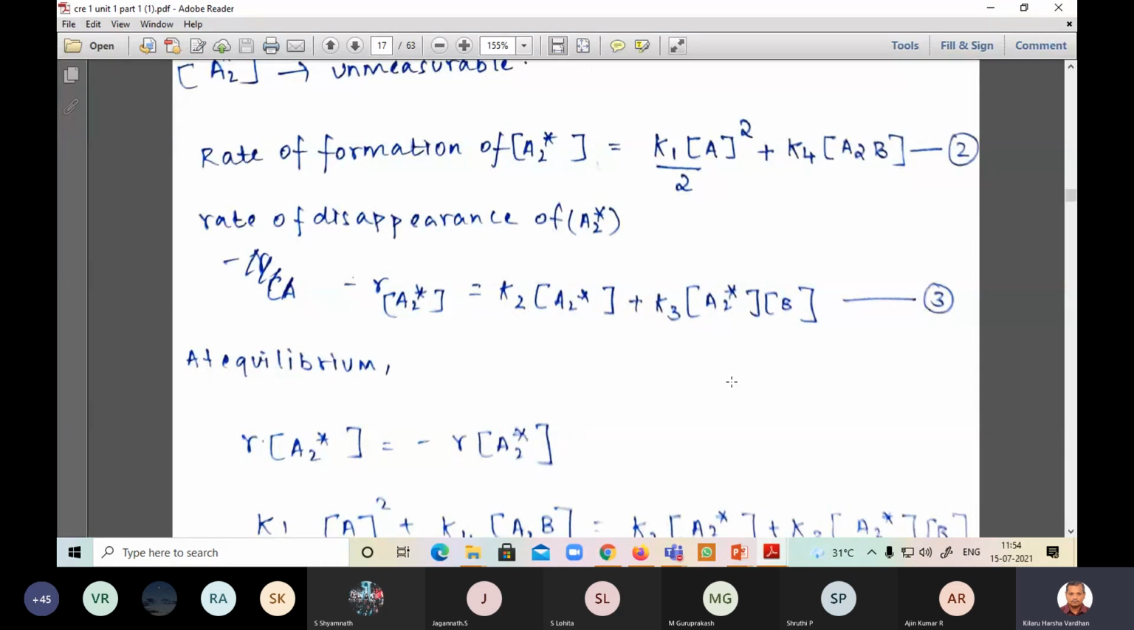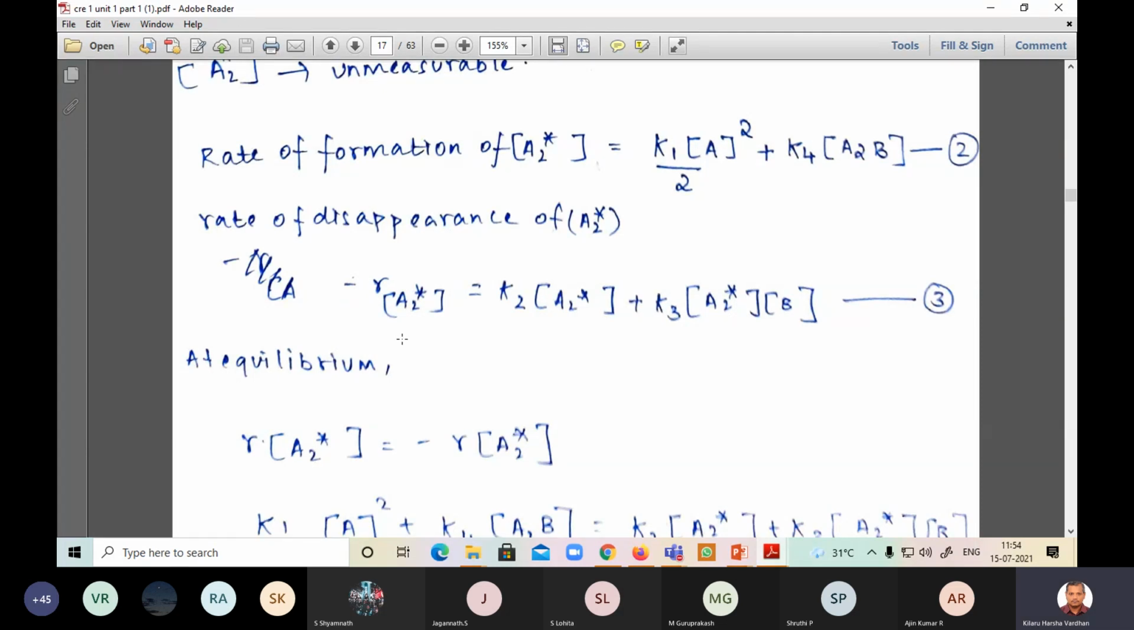Any doubt, ma, here? No, right? Any doubt till now, writing these two steps, the formation and disappearance of the intermediate? Now what we have to do?